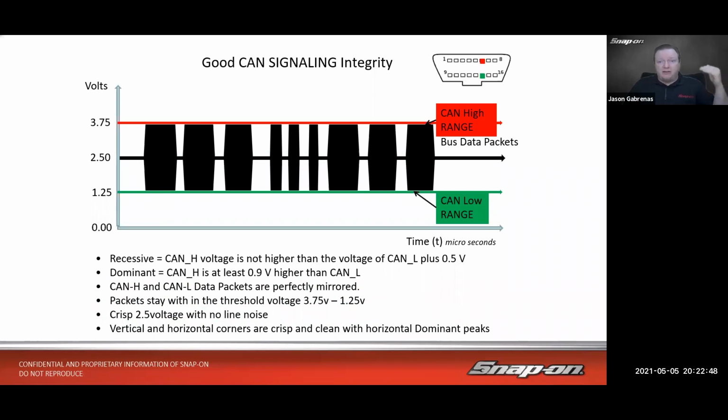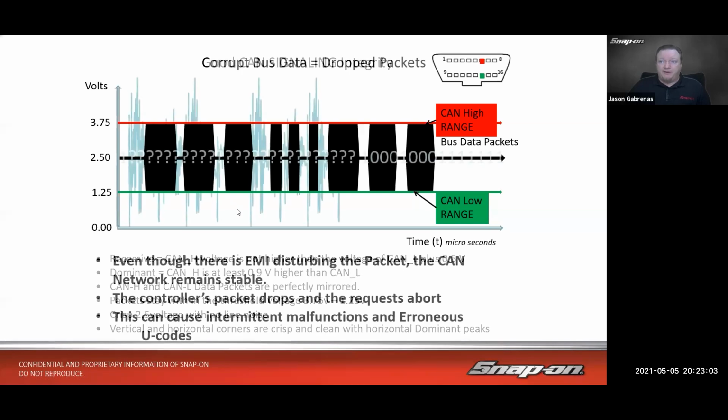If one is higher than the other, or one's lower than the other, we could have a problem there. We want a crisp 2.5 voltage line with no line noise. We don't want to see any noise in there. Vertical and horizontal corners need to be crisp and clean, with horizontal peaks at the dominant top and bottom.